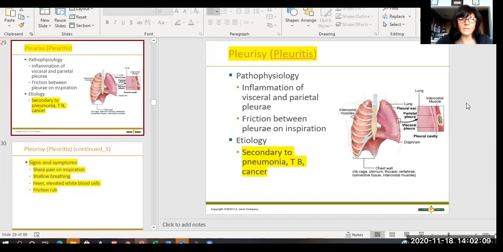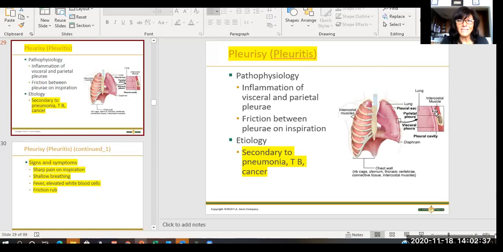What do we mean? Pleurisy. Pleurisy, pleuritis, right, is an inflammation of the visceral and parietal pleura, which is the layer around the lung. I think this is a good picture. I put this in here where there's your lung, okay, and the pleural sac, and in between, in this little space, fluid or pus, right, gets in there.